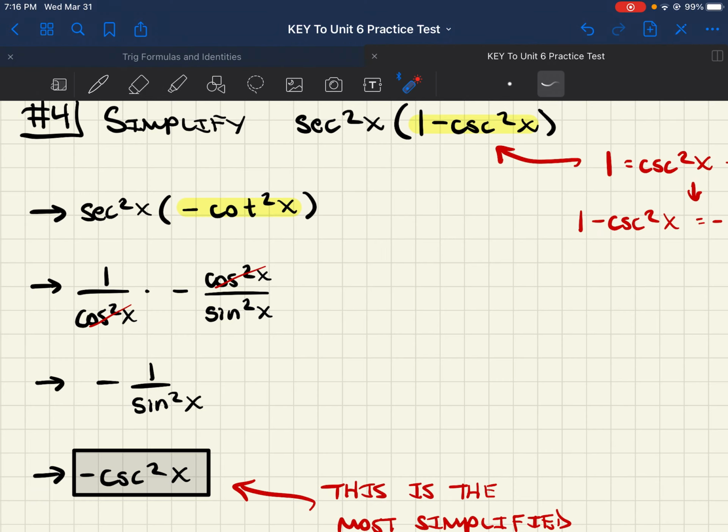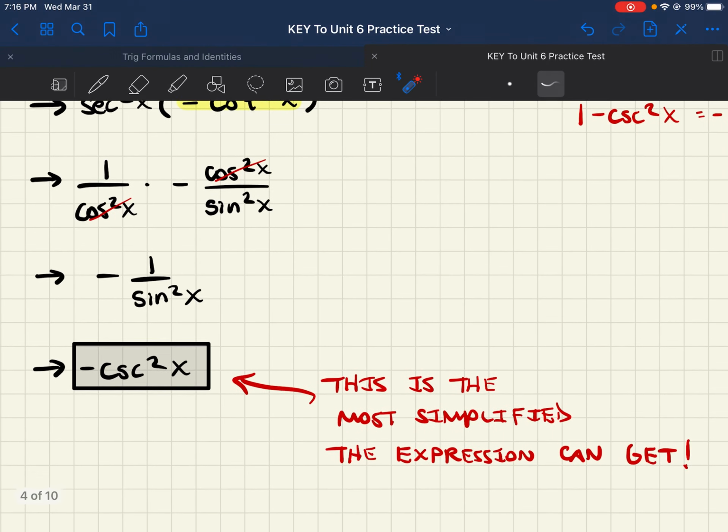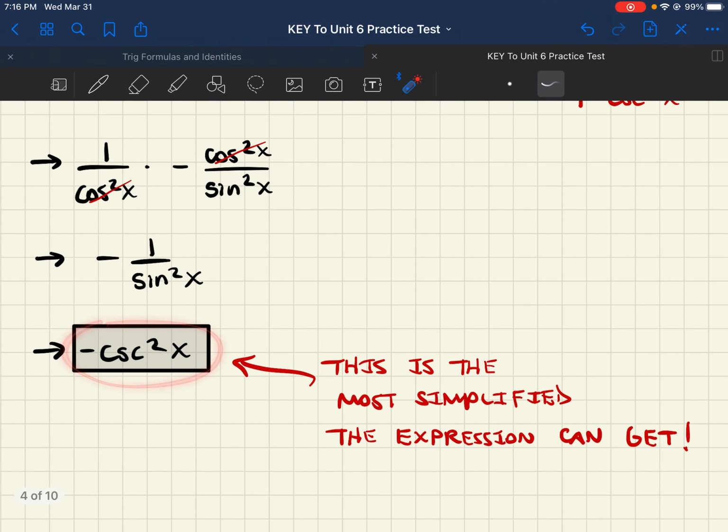At this point, I've used my Pythagorean identity. I'm going to go and decompose into sines and cosines now. So secant squared is 1 over cosine squared times negative cotangent squared is going to be negative cosine squared over sine squared. Because we're multiplying, notice that the cosine squareds cancel, and all we have left is the negative sign, 1 over sine squared. And we know that 1 over sine squared is cosecant squared, and we carry the negative down with us. And again, this is going to be our most simplified version of the answer.